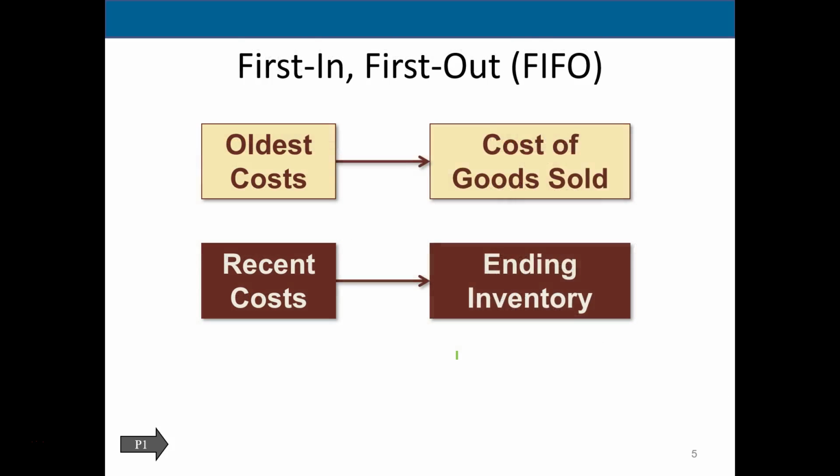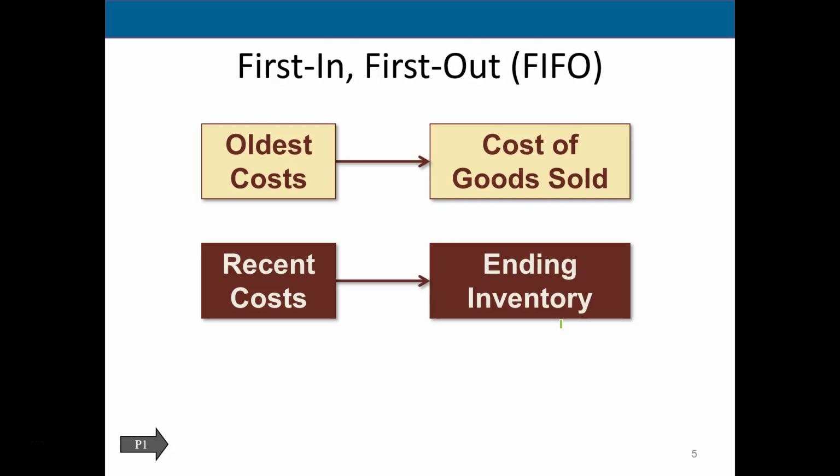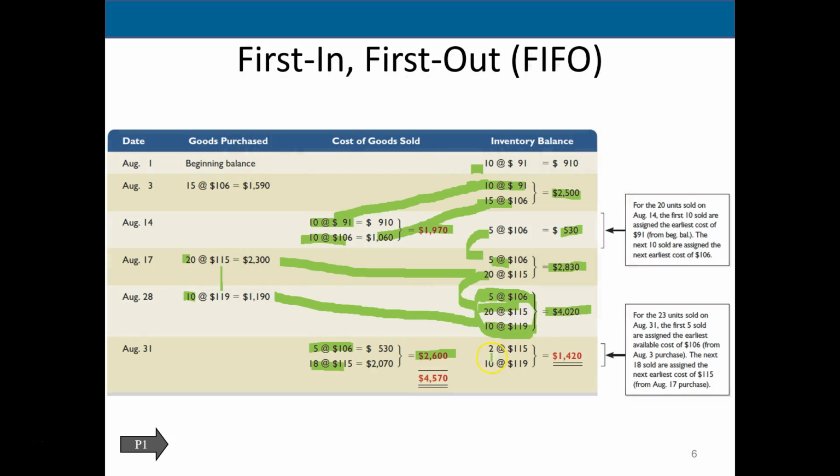Not the sales price. The sales price, remember, if we look way up here, was going to be 150 times the 23. So that's how much we sold them for. The cost of the sale is going to be 2,600. So the revenue minus the cost is our effect on net income.